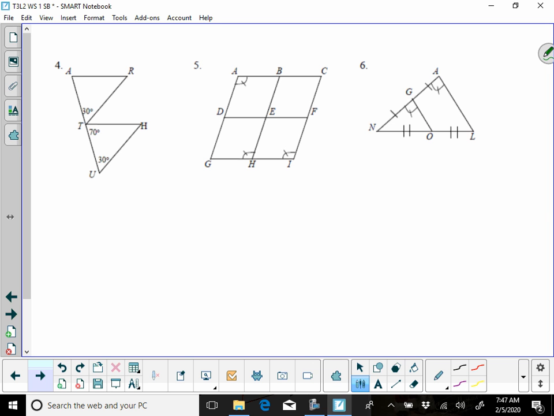I'm going to jump to number 4 here. Right here, if you use this transversal, you see that you have 30 and 30 right there, so those make the F. Those are corresponding.